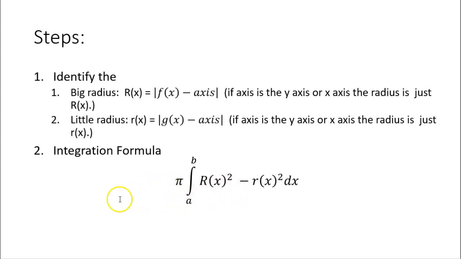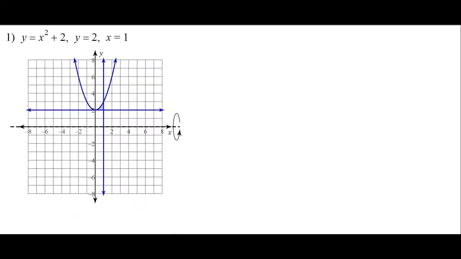So let's go ahead and jump into our first example. We have our little shaded region here, as you can see, and I'm rotating that blue shaded region around, it looks like the x-axis. Now we have two pieces that are going to be rotating around it. We're going to have this piece, which is this function right here, and then we also have this piece, which is this function right here.